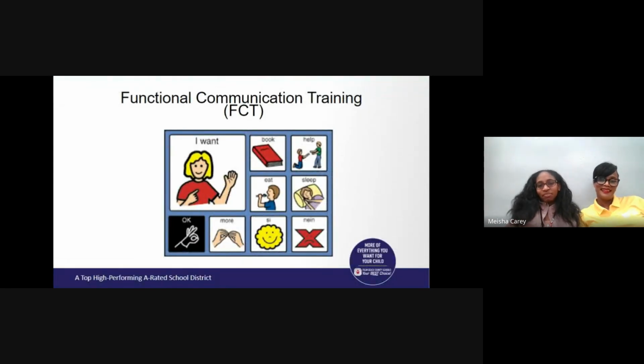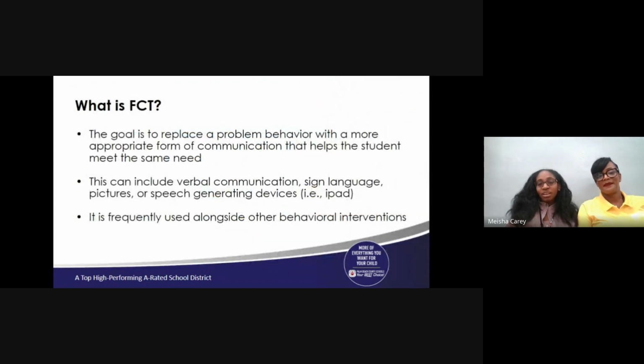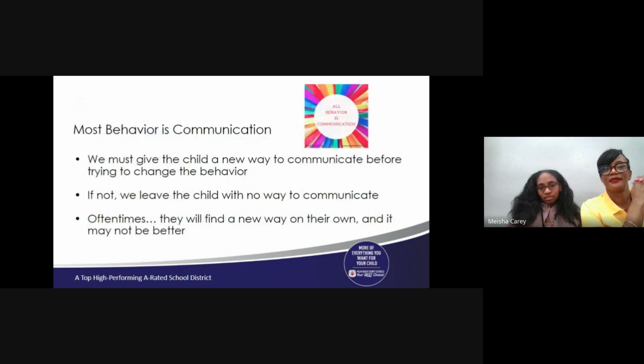This week's topic is functional communication training, or FCT. What is FCT? The goal is to replace a problem behavior with a more appropriate form of communication that helps the student meet the same need. This can include verbal communication, so talking, sign language, using pictures, or speech generating devices such as an iPad, or even low tech devices like a communication board. It is frequently used alongside other behavior interventions.